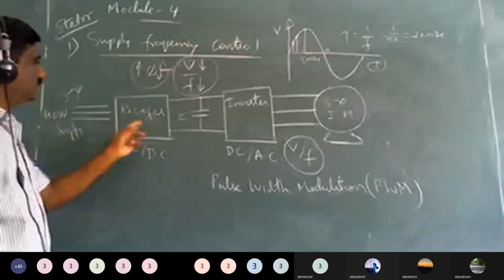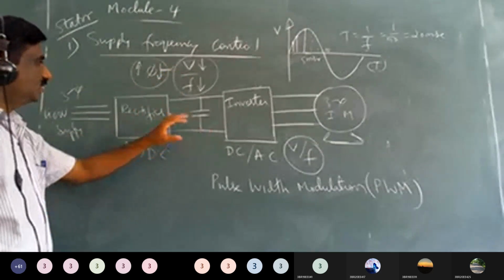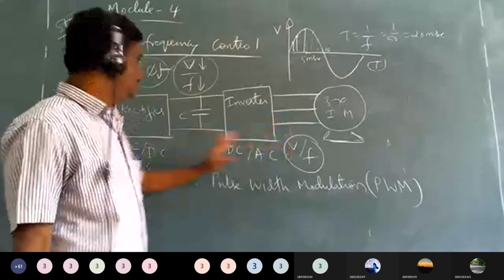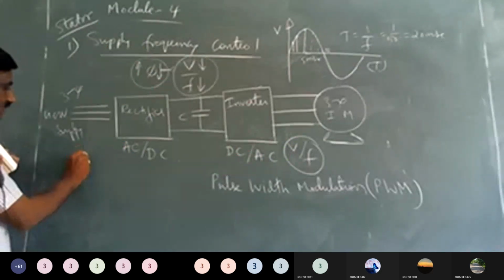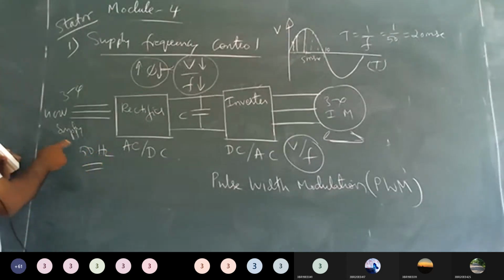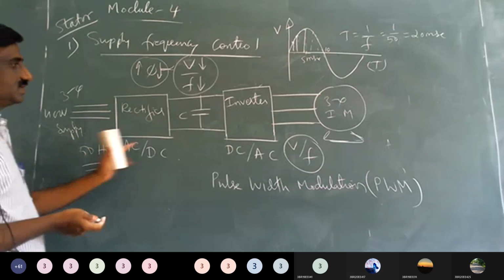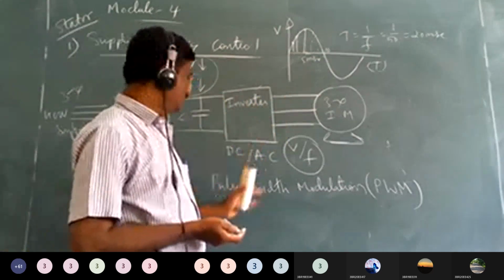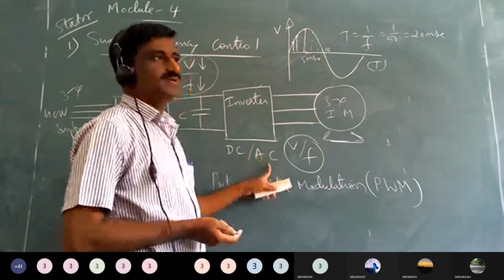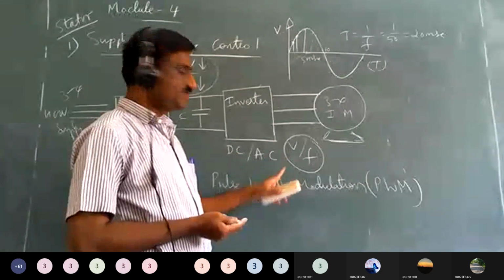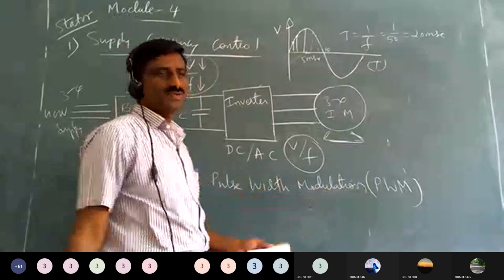How to achieve this? This is the technique. We have to get a variable voltage and variable frequency. This is the constant frequency supply, whatever we have, 50 hertz, constant voltage, constant frequency. We cannot use it directly. Then we have to change it by using the inverter, which converts DC to AC, and this AC is a variable voltage, variable frequency, using a technique called pulse width modulation.